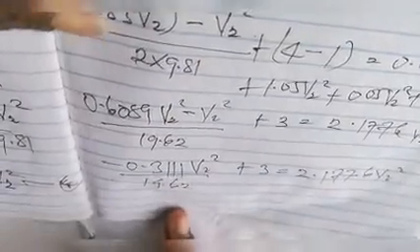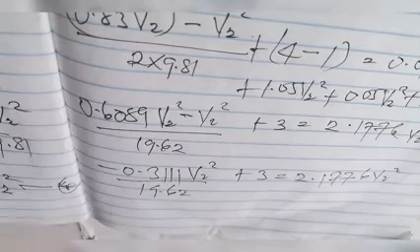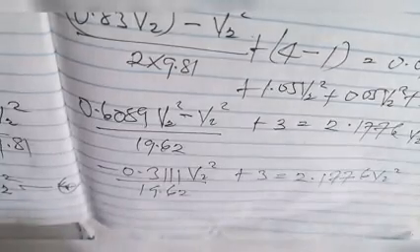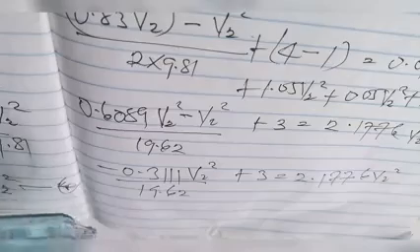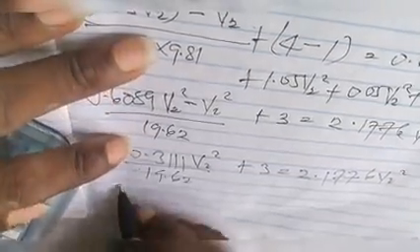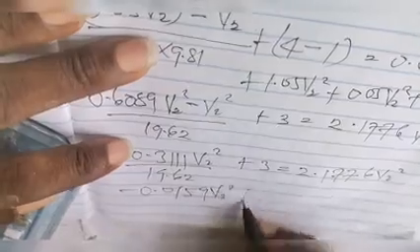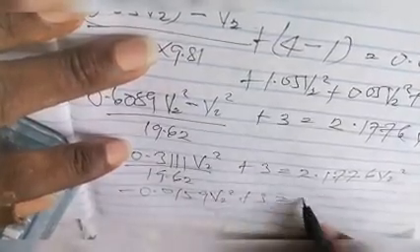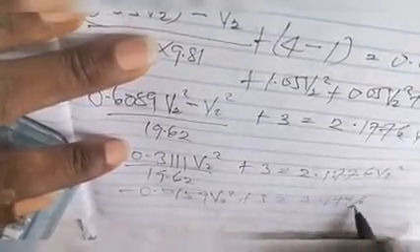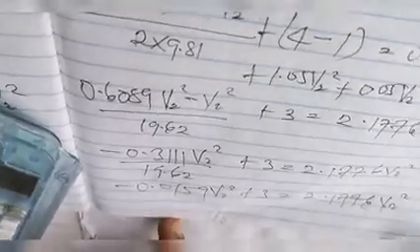All right, so you have this. So let's evaluate this further by dividing through. 0.311 divided by 19.62 gives us minus 0.0159 V2 squared plus 3 to be equal to 2.1776 V2 squared. So at this point, the analysis becomes very easy.